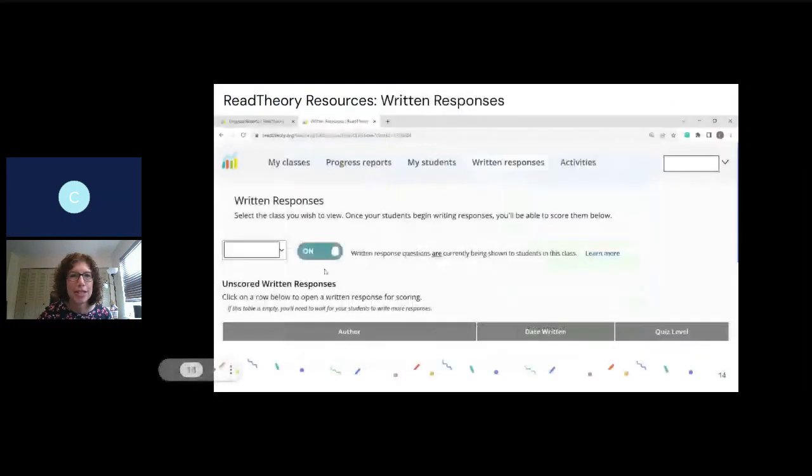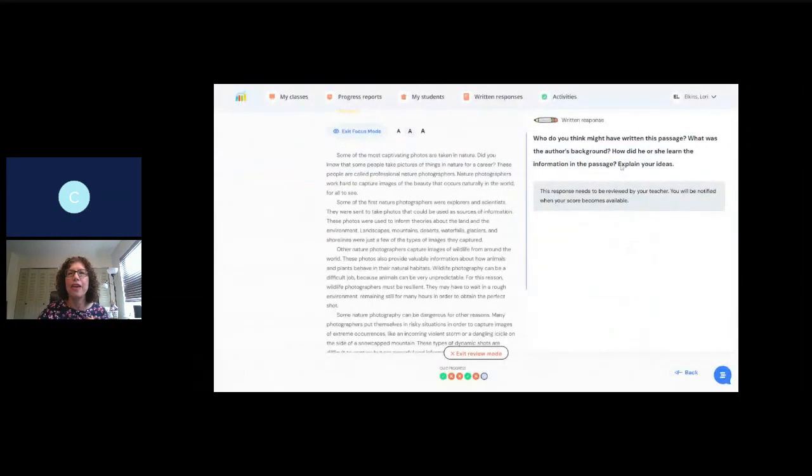Let's toggle down. So here's an example of a written response. What do you think? Who do you think might have written this passage? What was the author's background? How did he or she learn the information in the passage? Explain your ideas. So this was about nature photography. Interesting reading.